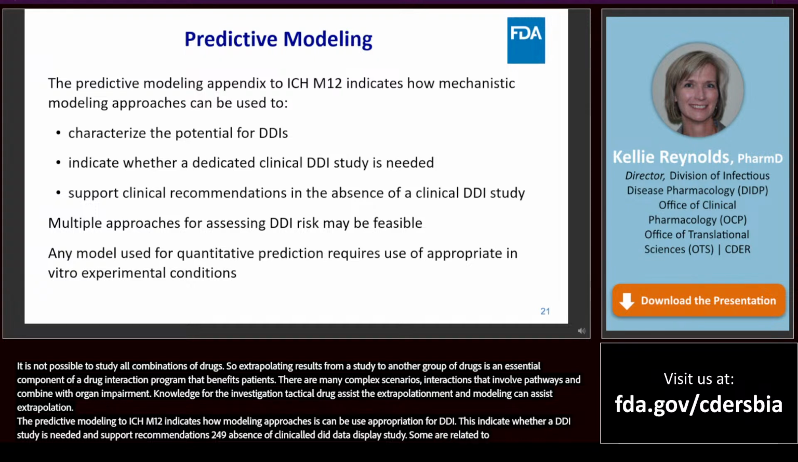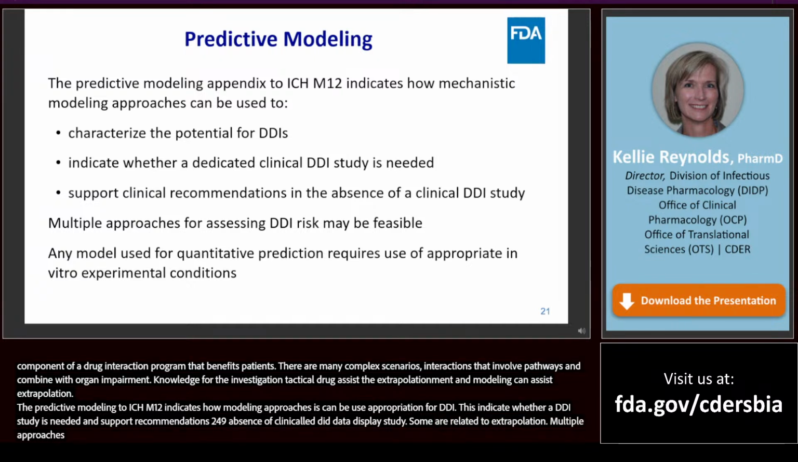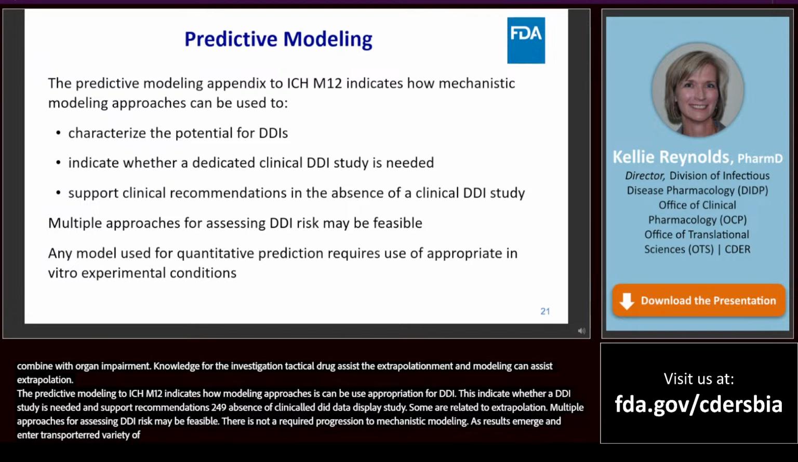Multiple approaches for assessing DDI risk may be feasible. There is not a required progression of in vitro evaluation to mechanistic modeling to a clinical study. As results emerge and are interpreted, a variety of additional study types can inform next steps. Importantly, any model used for quantitative prediction requires use of appropriate in vitro experimental conditions.